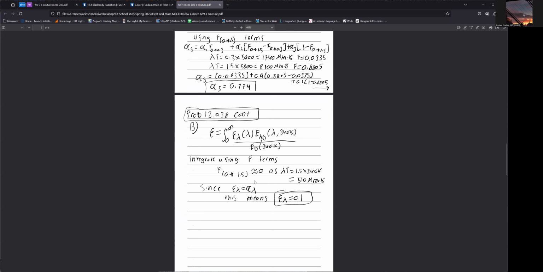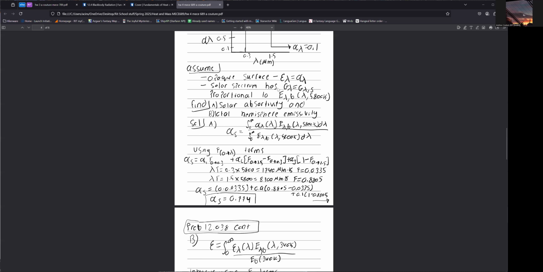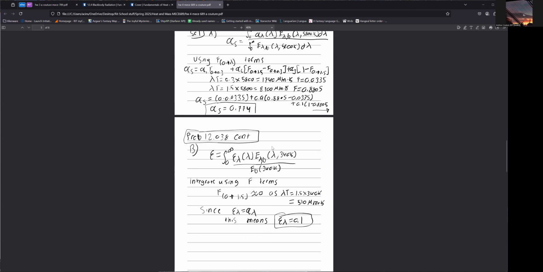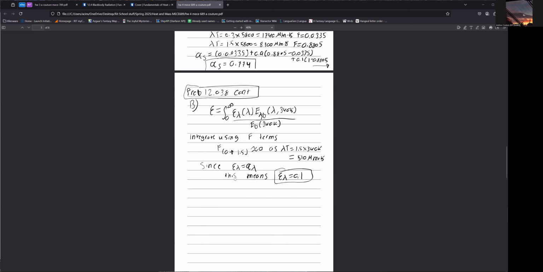As a result, the total hemispherical emissivity is equal to the absorptivity of the spectra after it goes off towards infinity, which is 0.1 in this case. So the total hemispherical emissivity is also 0.1.